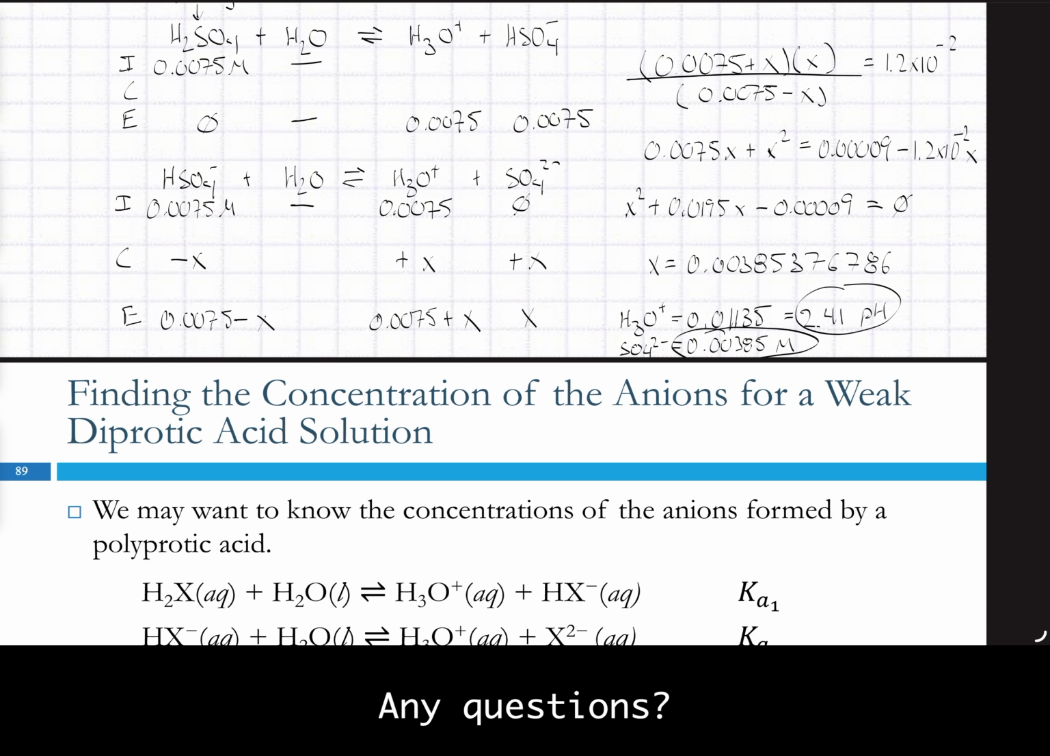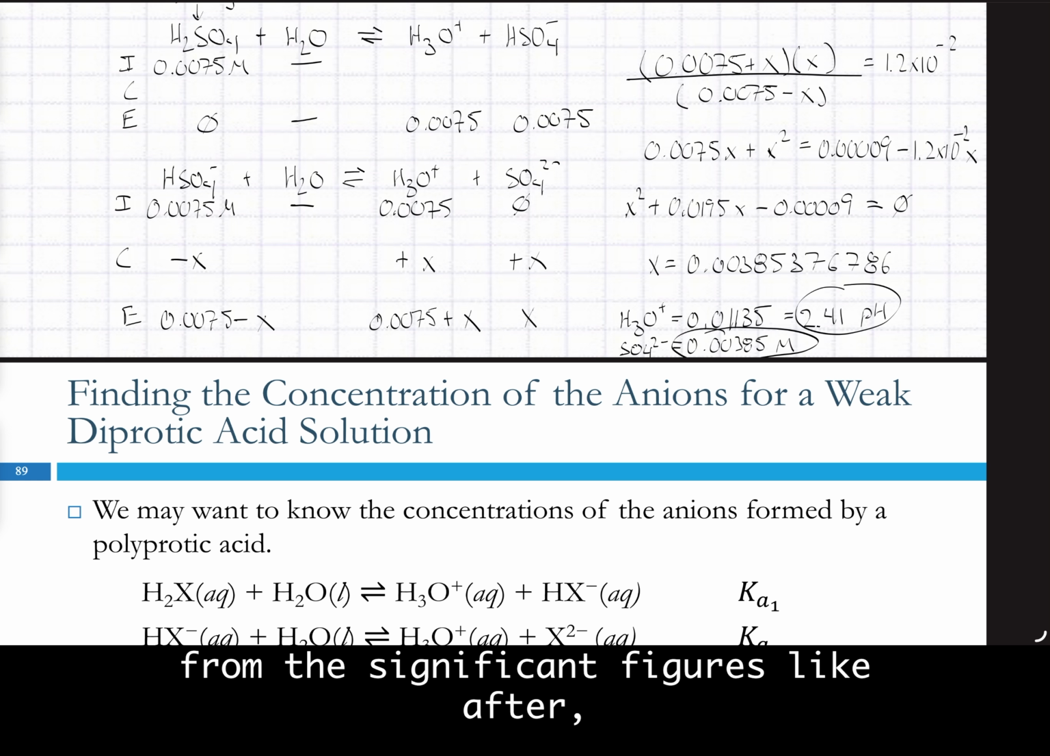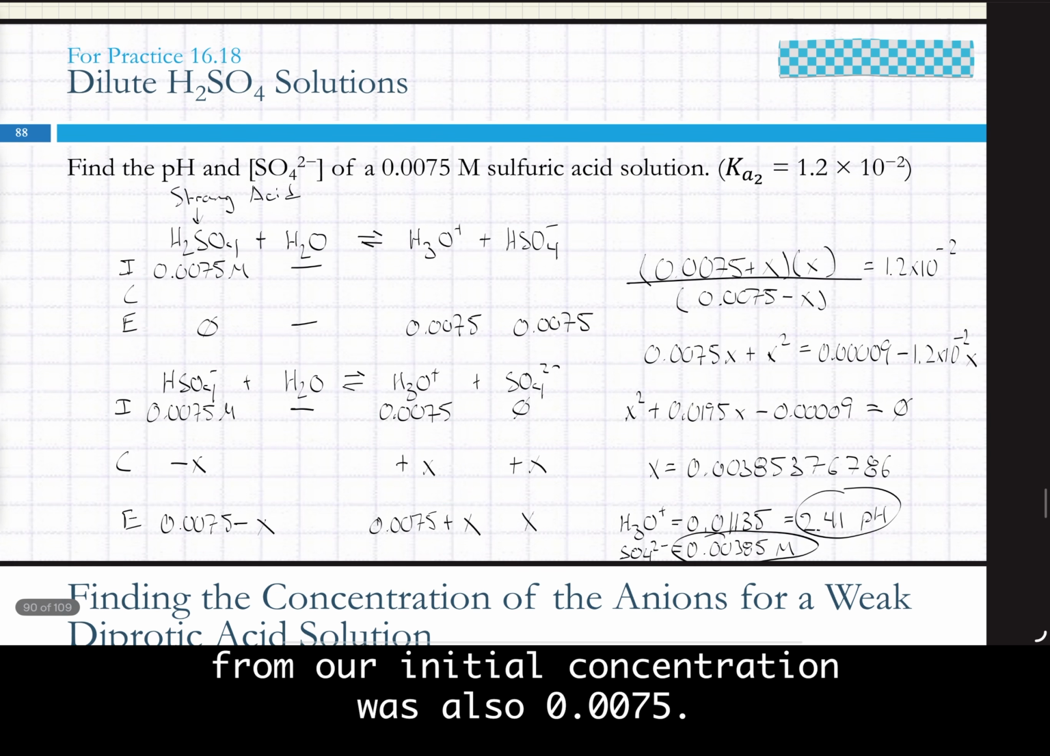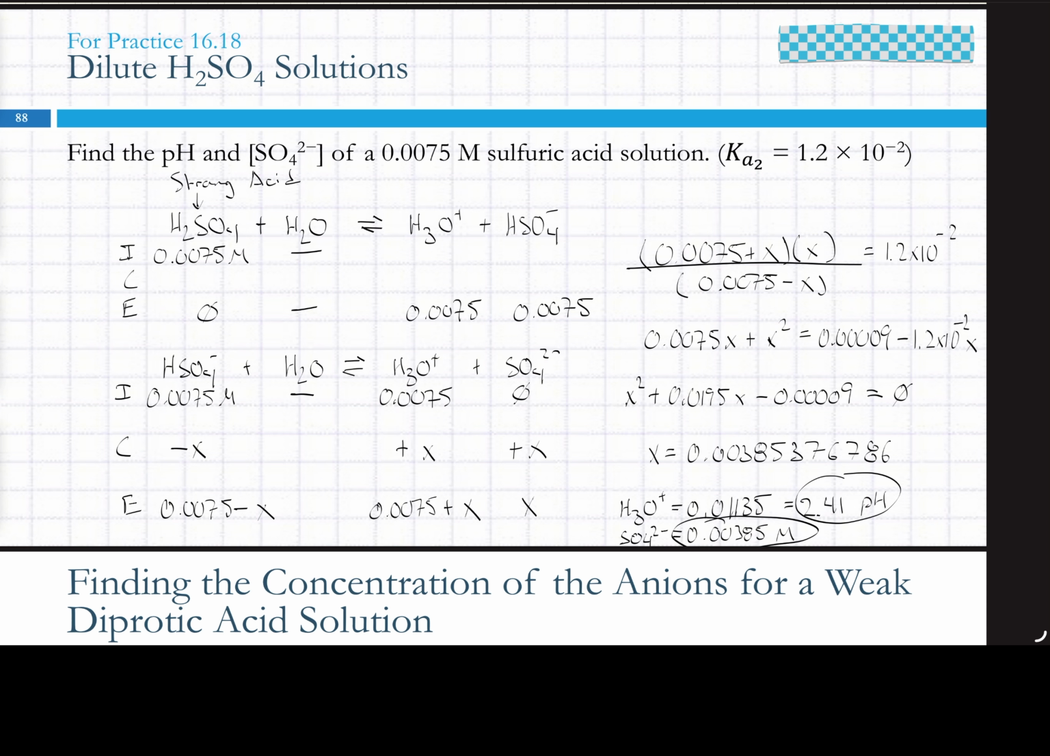Any questions? Okay. The significant figures like after the decimal. Because the K was 1.2. And our initial concentration was also 0.0075. Yeah.